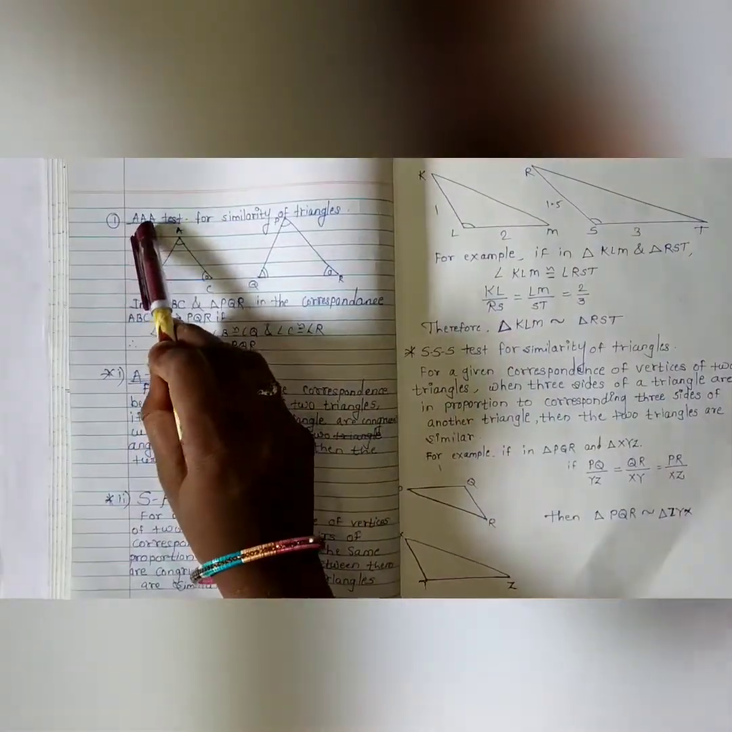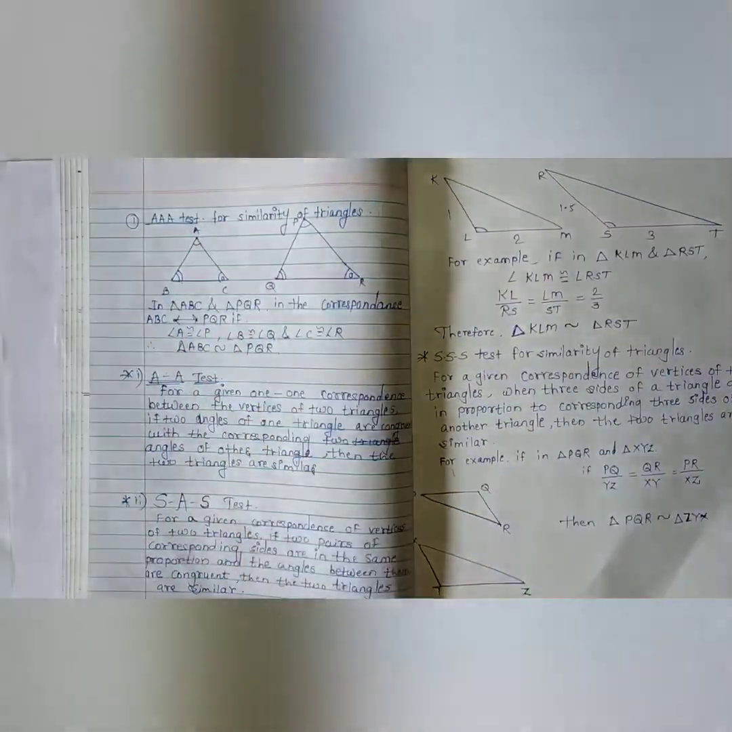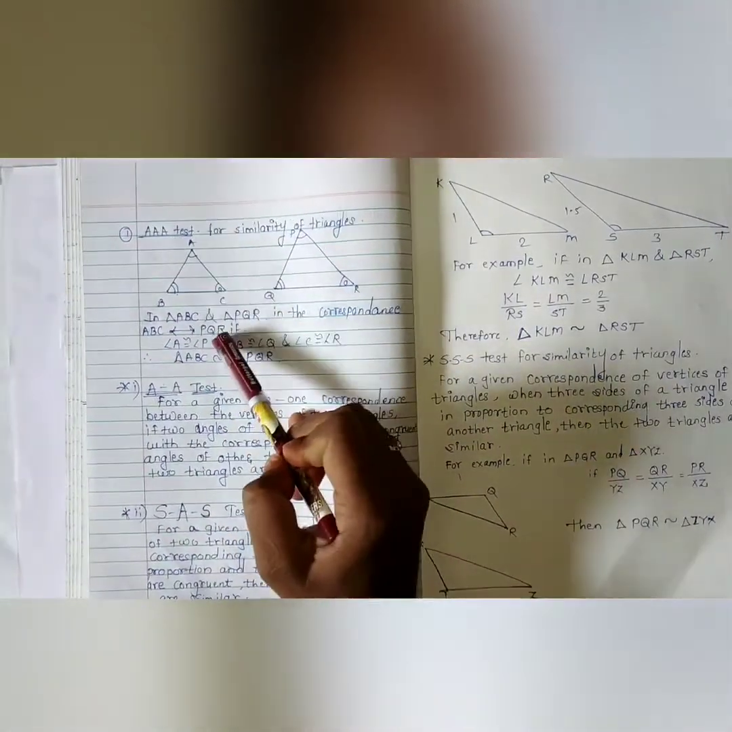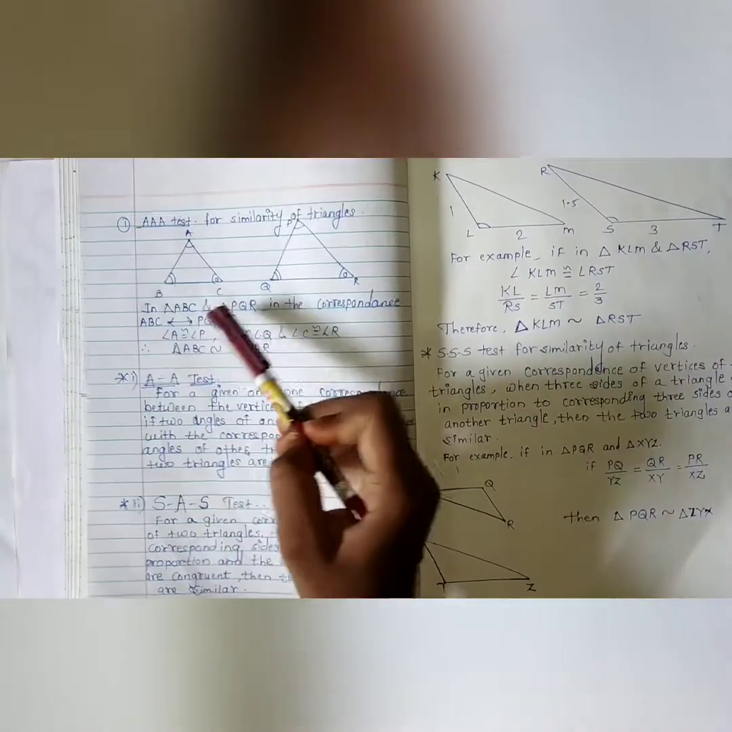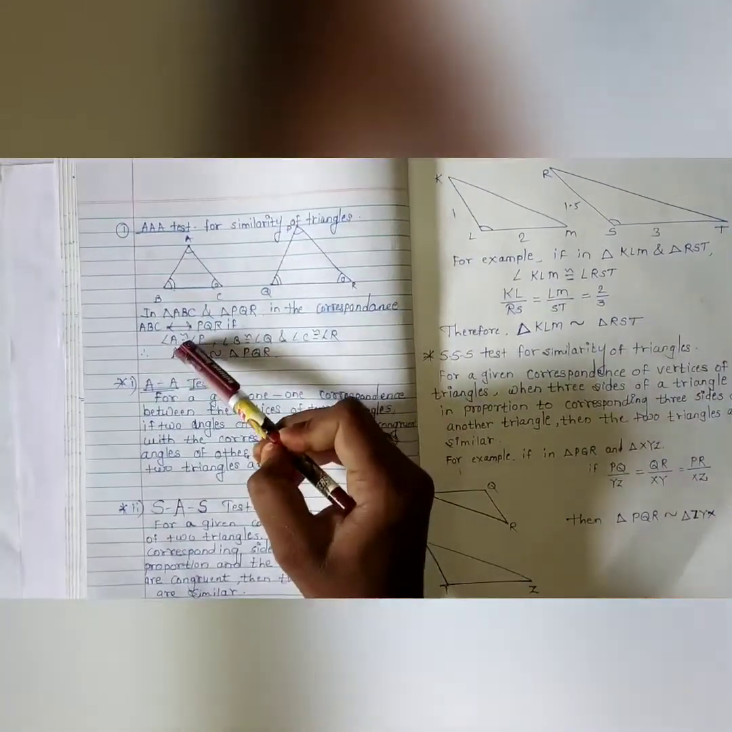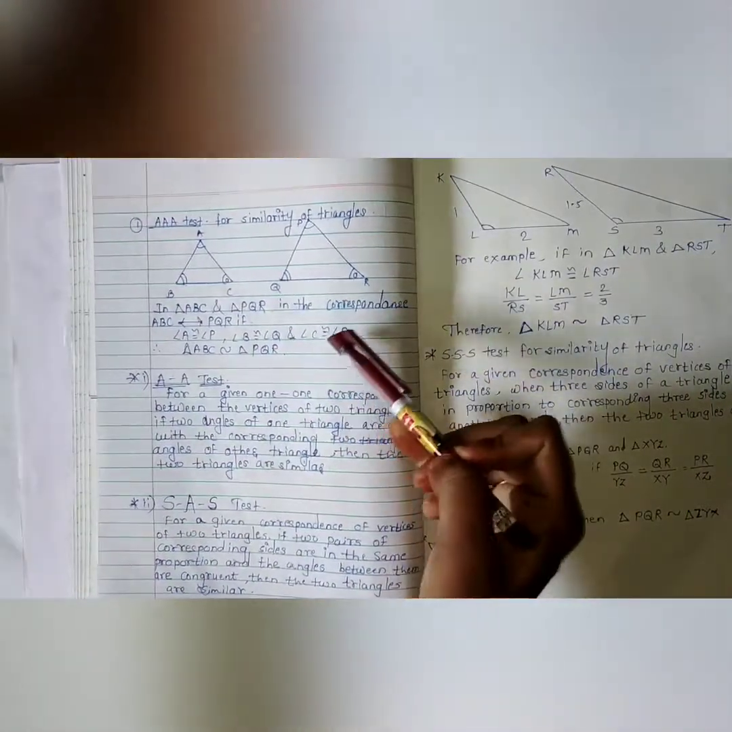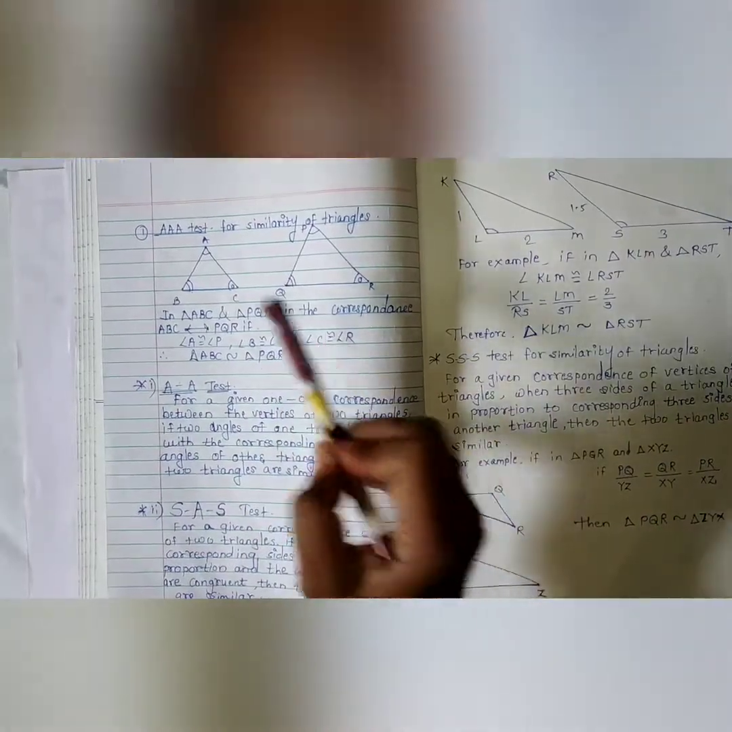First test, AAA test for similarity of triangles. AAA test means angle test. In triangle ABC and triangle PQR, in the correspondence ABC to PQR, if angle A is congruent to angle P, angle B is congruent to angle Q and angle C is congruent to angle R, then triangle ABC is similar to triangle PQR.